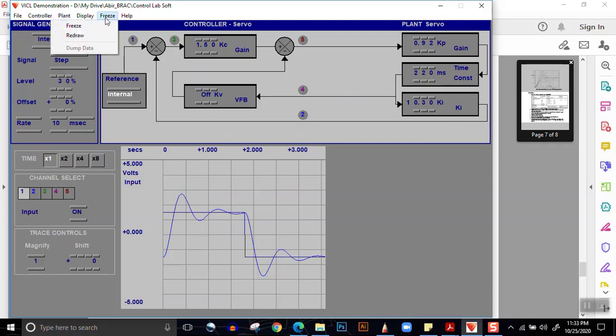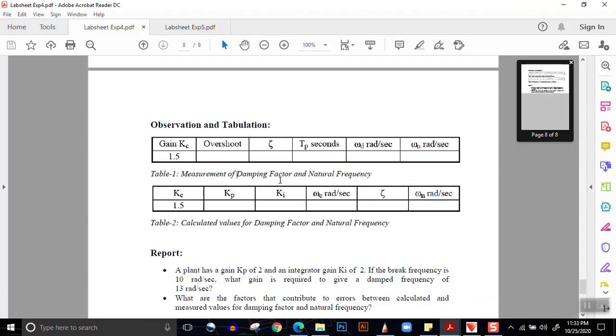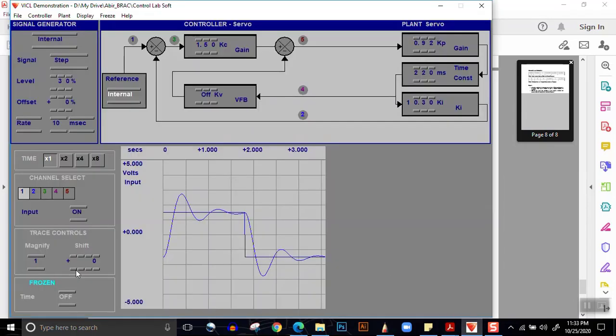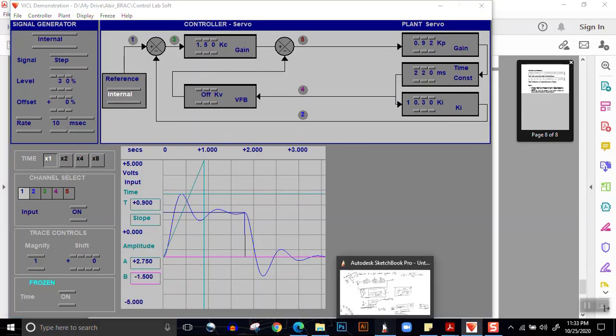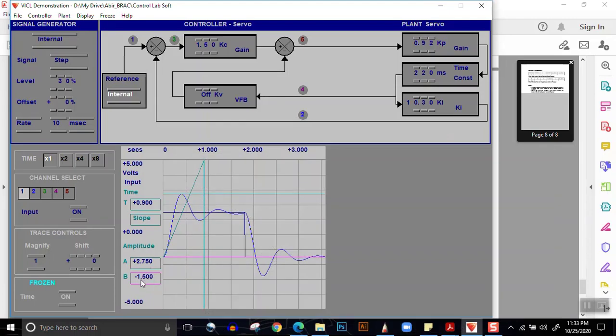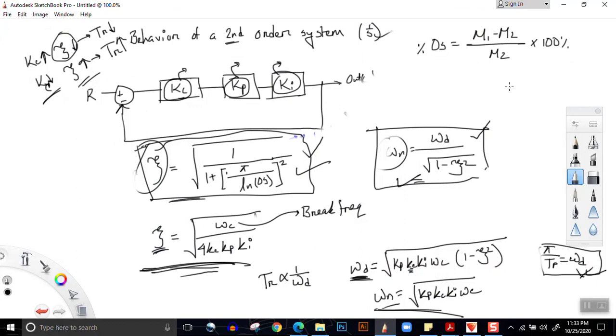Now, the first thing to do is freeze the system. After freezing it, let's look at the data table first. I'll have to determine the overshoot. So how can we determine overshoot? We turn the timer on. A is kept here at the peak, and B is kept here at the trough, the most negative point. So what is the value of M1? The value of M1 is 2.75 plus 1.5. So M1 is equal to 2.75 plus 1.5. Excuse me while I reach for the calculator. 1.5 plus 2.75 is equal to 4.25.